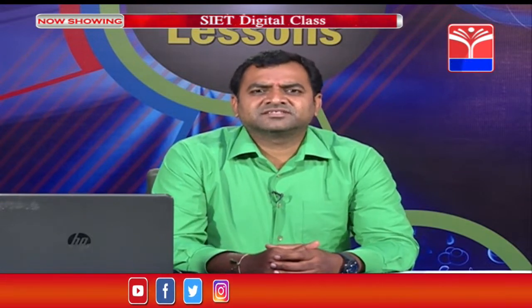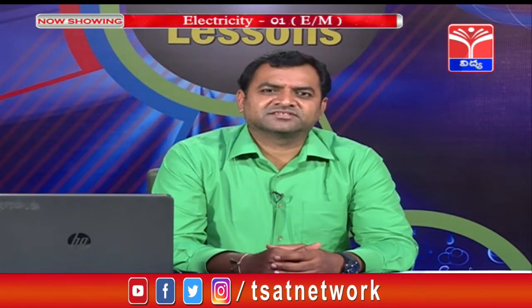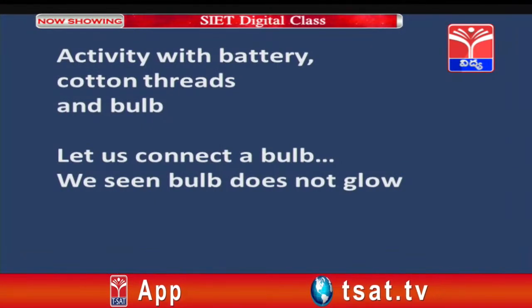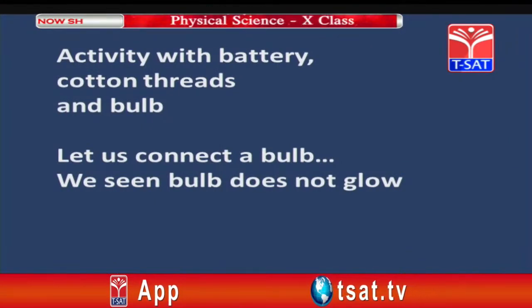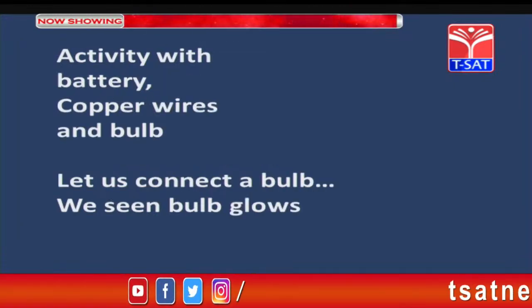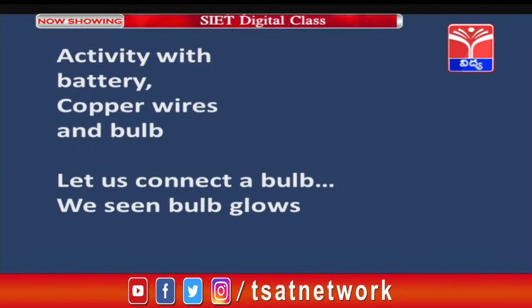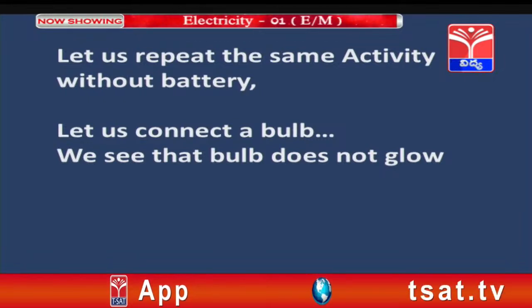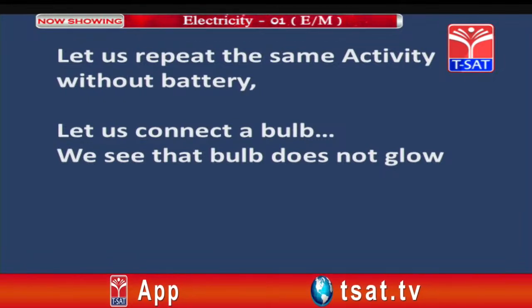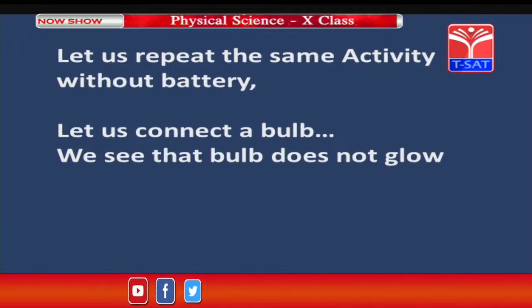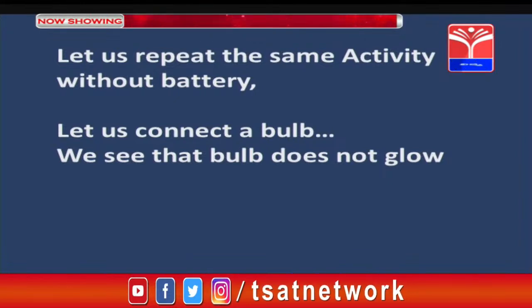Now children, here is another activity where we can see what exactly happens in the wires. We need a battery, cotton threads and a bulb. We connect all of them and see that the bulb does not glow. Now we replace these cotton threads with copper wires and now the bulb glows. Let us repeat the same activity, but without the bulb. Here we connect wires and bulb and we remove battery from the circuit. We see that the bulb does not glow.